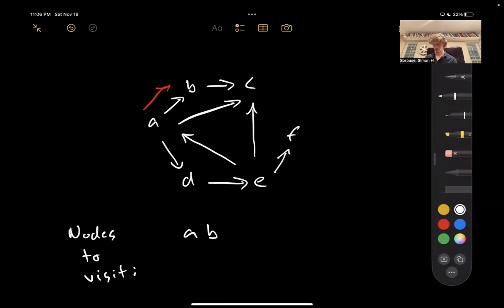and then we're going to add B's children to the stack. So that's going to be C, which is like this. C has no children, so we can pop it off the stack. B has no children, so we're going to pop it off the stack like so. A is not finished yet, so we've still got to find D. And then D is going to let us find E. And E is going to let us find F. And then F has no children. E has no more nodes that we need to find. D has no more nodes that we need to find.